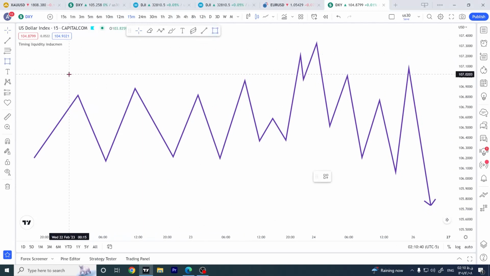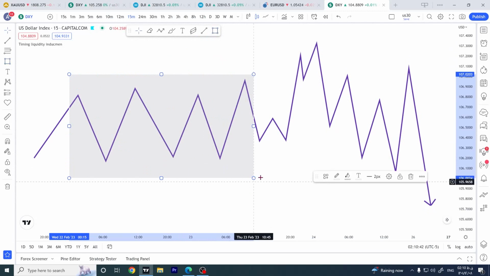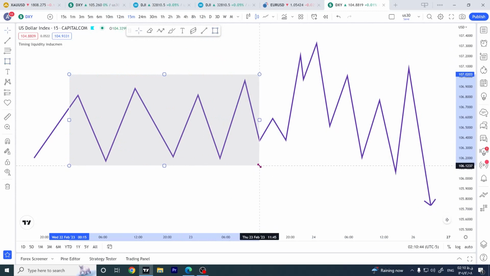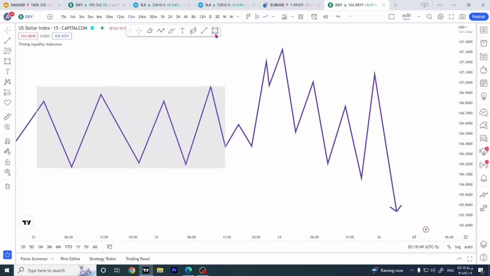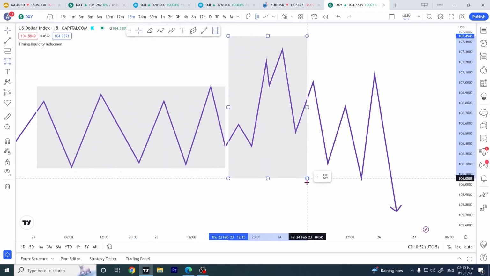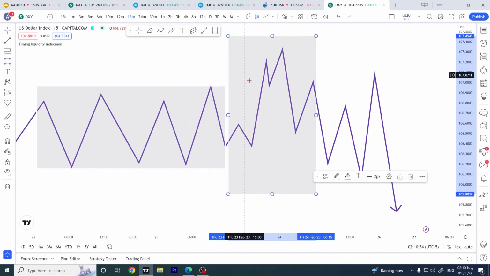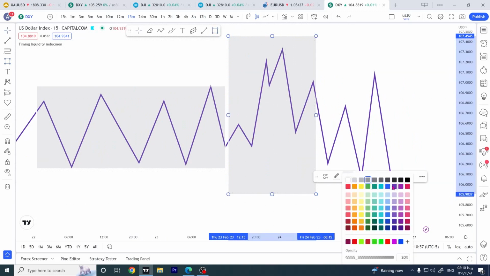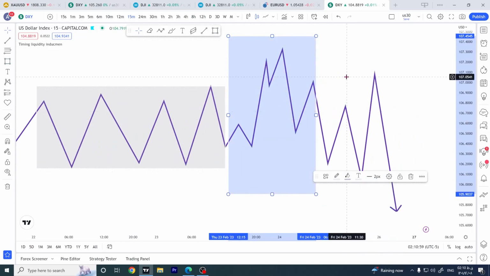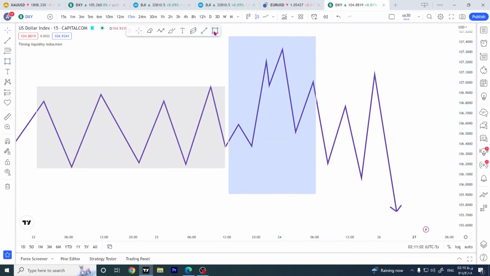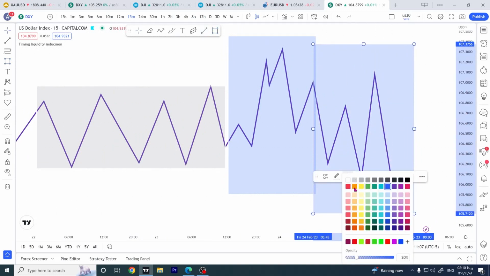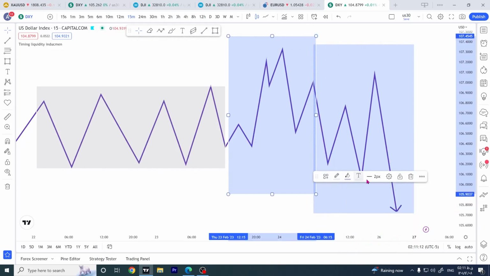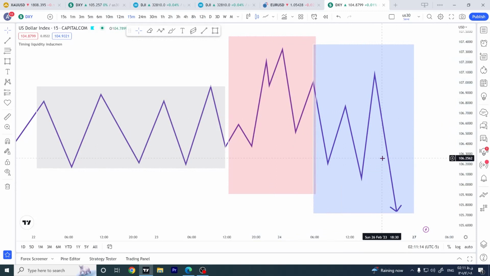So this part is the accumulation phase, the phase that accumulates orders for the market to move. This phase is the manipulation phase. It manipulates the stop losses of sellers or buyers, but that doesn't change the way the market moves. And here is the distribution phase. It's going to be red. It's better to be red.